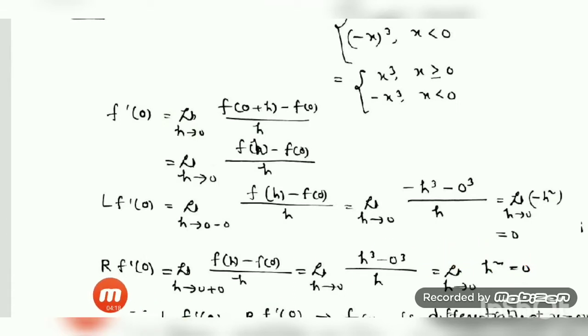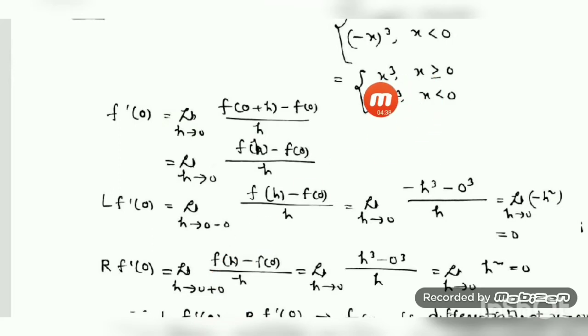Okay. Now I'll go to the right hand derivative, Rf'(0). For the right hand derivative, limit h tends to 0 plus. That means we understand that h is now greater than 0. So if it is greater than 0, you just write down your limit value, that required function, and for h greater than 0, you put the value of f(h).